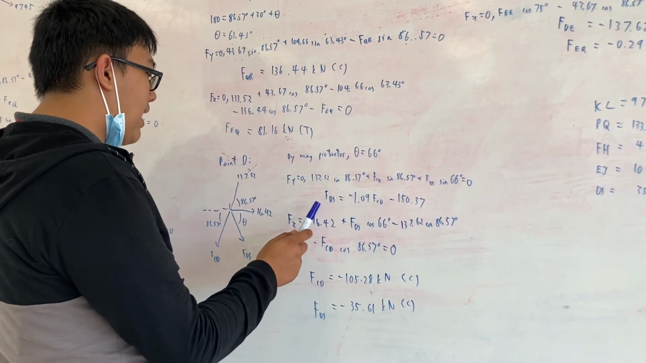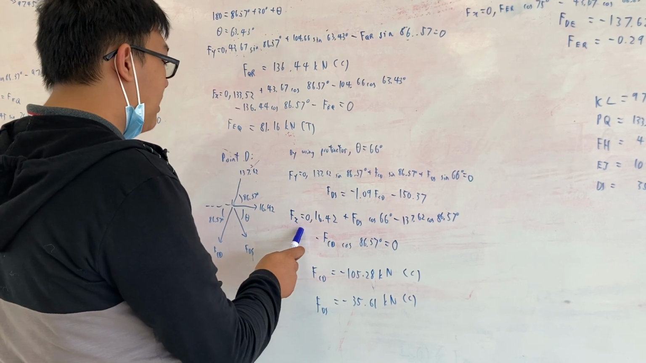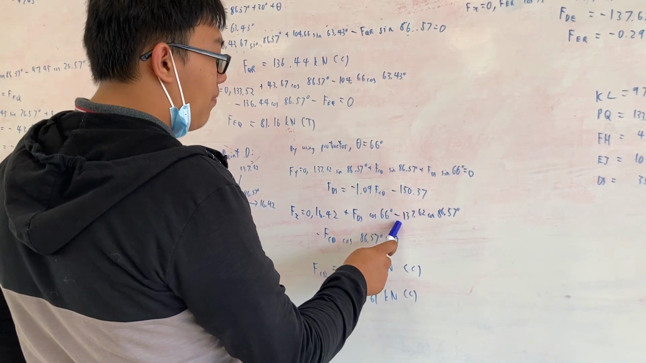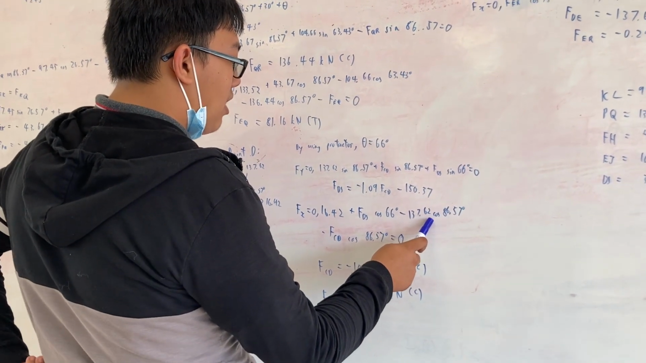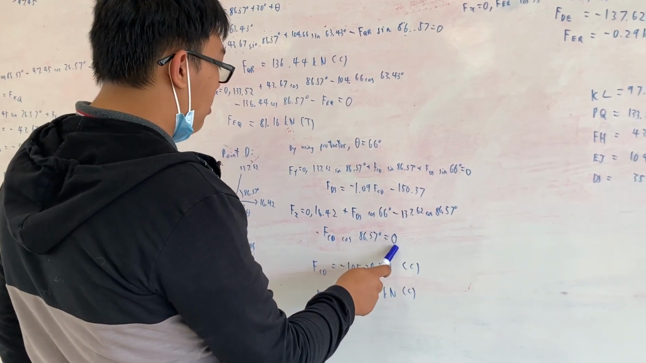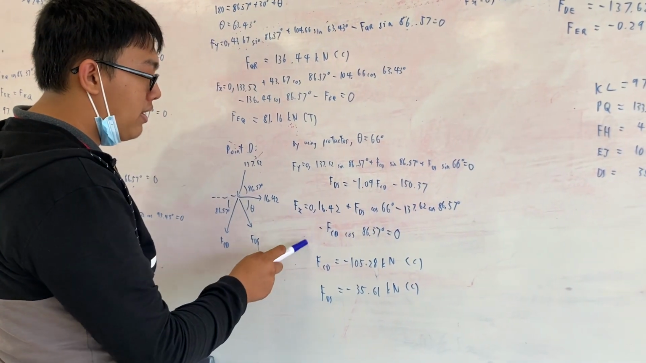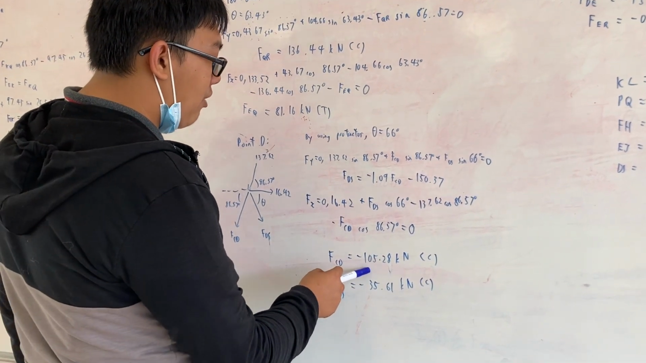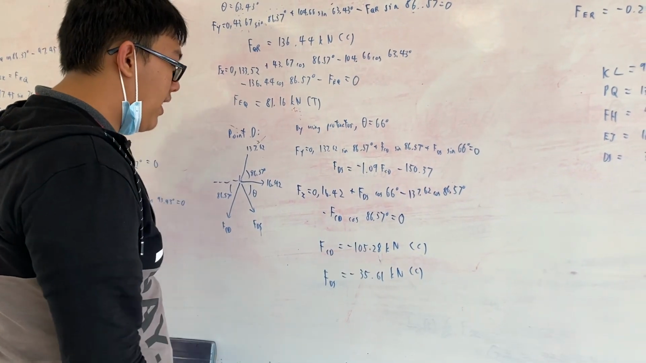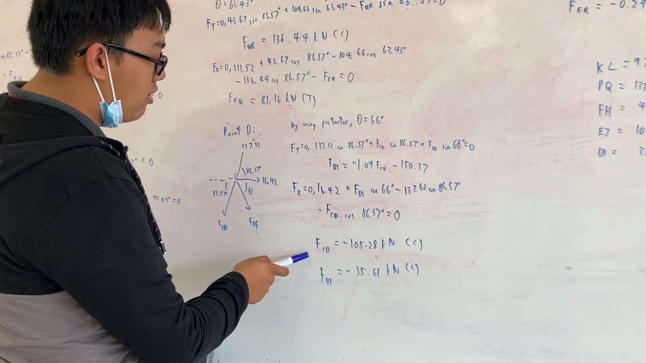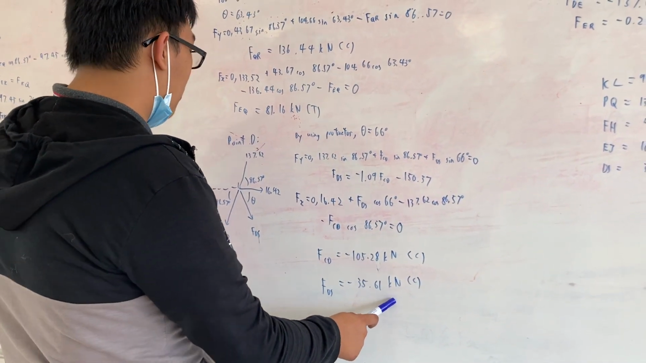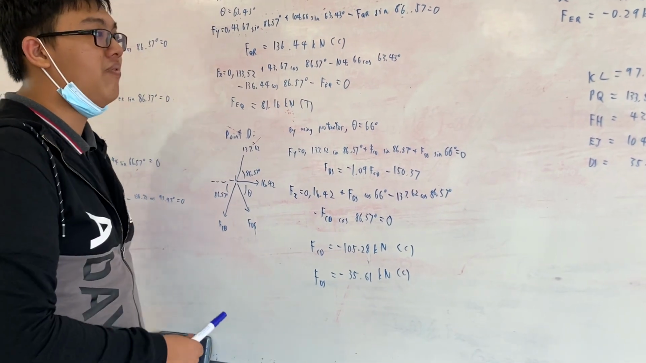And then we will find the Fx equation, which is 60.42 plus FDS cos 66 minus 137.62 cos 86.57 minus FCD cos 86.57 equals to 0. From these two equations, we can determine that FCD is negative 105.28 kilonewtons, which is a compressive force in the diagram. With this, we can also find FDS, which is equal to negative 35.61 kilonewtons, which is also a compressive force in the free body diagram.